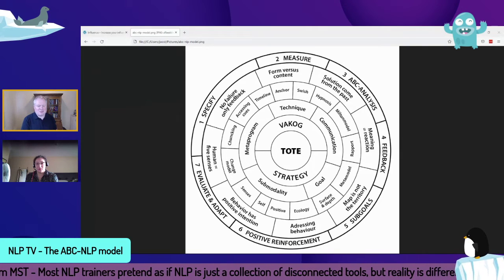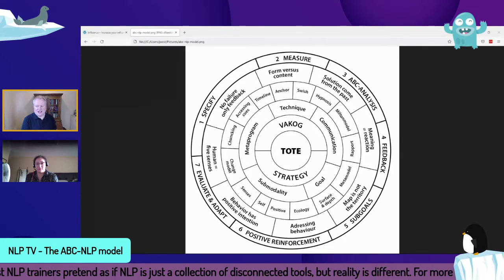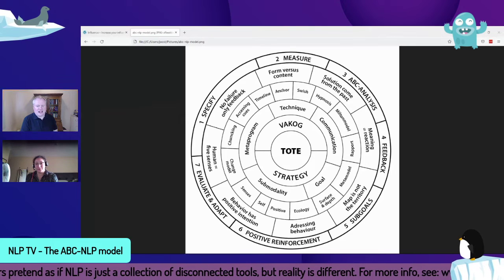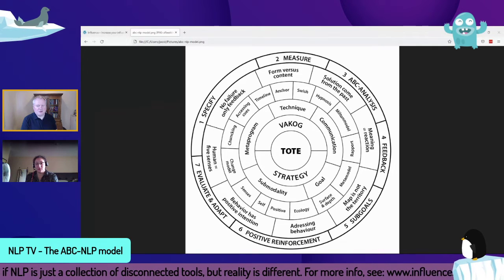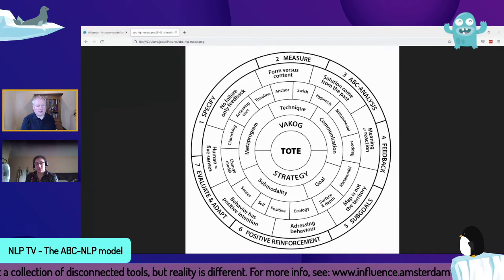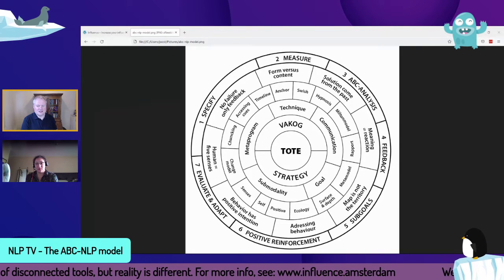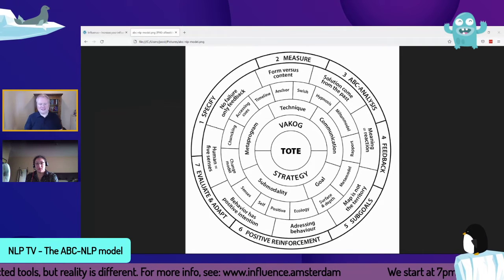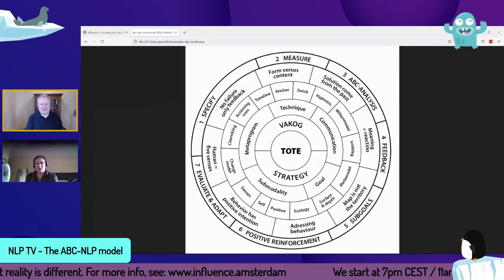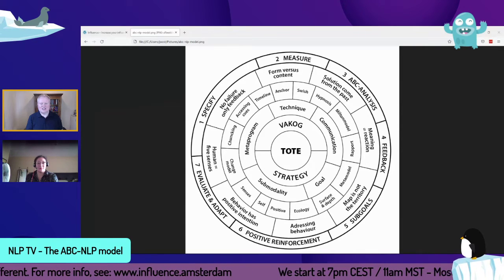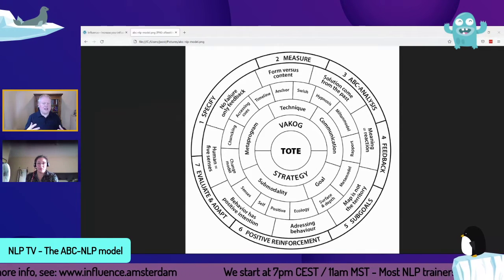We'll see when I explain the TOTI model. The TOTI thing is what is in the middle. That TOTI works with feedback loops, and as long as you keep on using the feedback loop, there is no failure. Form versus content.